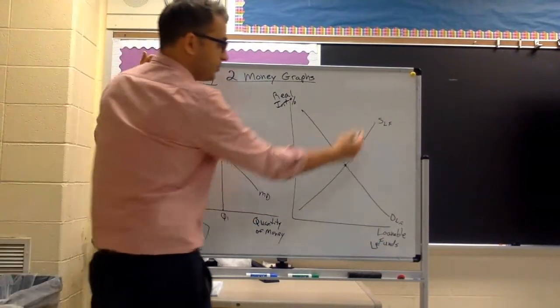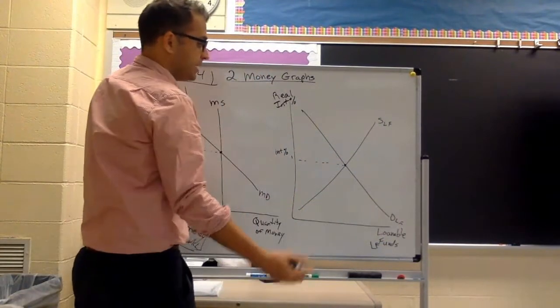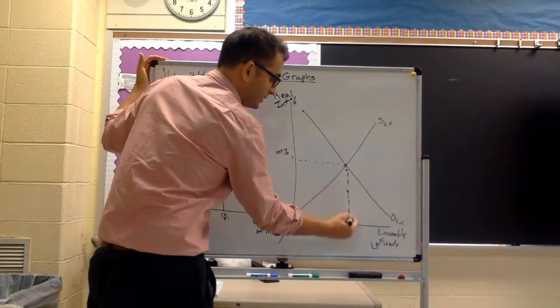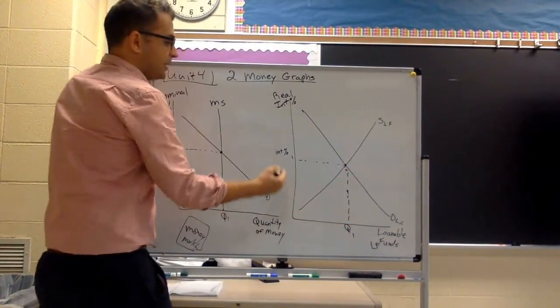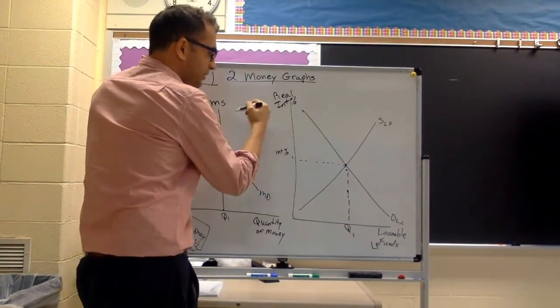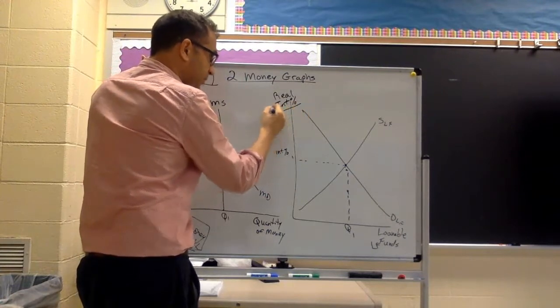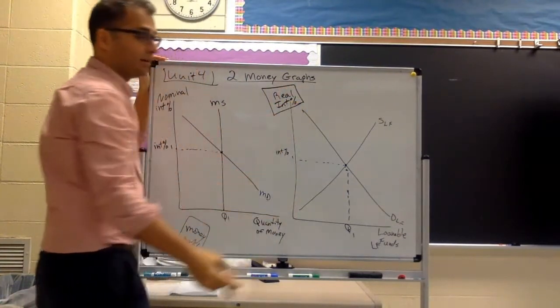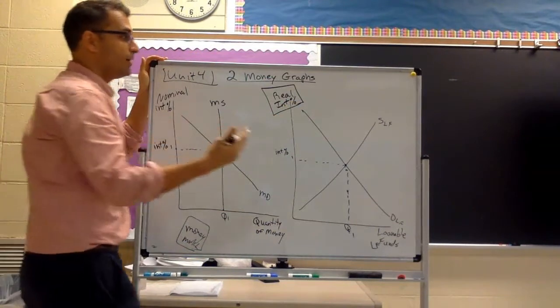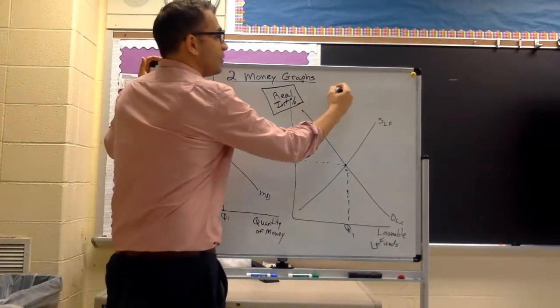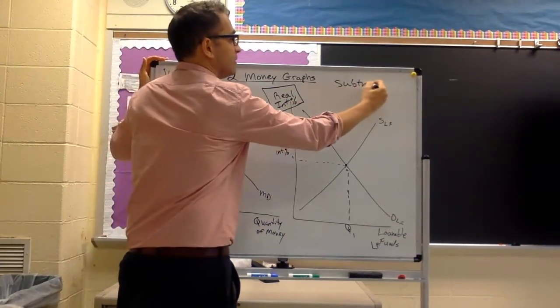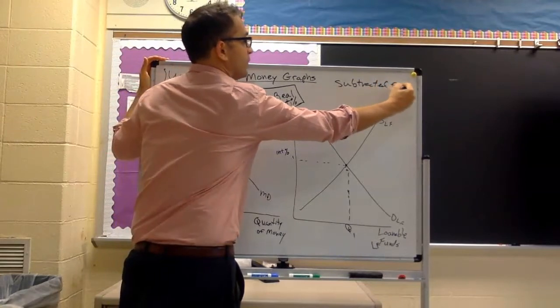Well, we have a supply of loanable funds and a demand for loanable funds, and a quantity, quantity 1. We don't have a nominal interest rate. The important thing to know is we have what's called a real interest rate. But what does that mean? For now, all you need to know is that we've already subtracted for inflation.